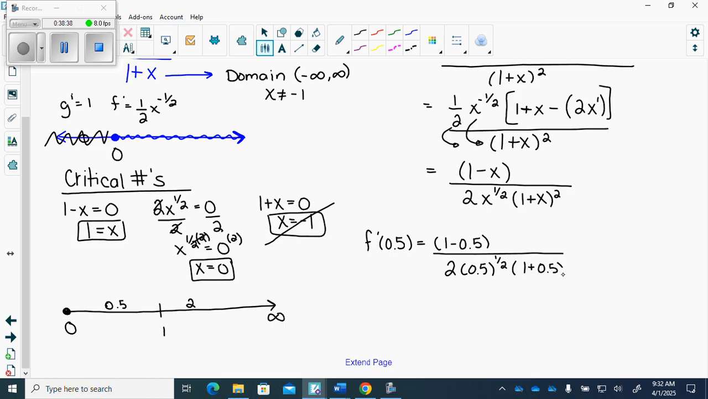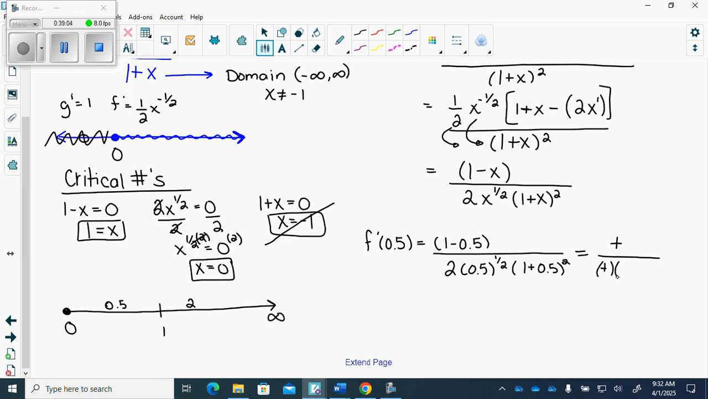Now, I want to prove a point here. I don't want an answer. I just want if it's positive or negative. You guys will try and get an answer and then it gets convoluted and hard. It's not. We just go, okay, on the top I have 1 minus 0.5. Well, that's a positive on the top. We agree? Then here I have 2. Well, that's positive. Times 0.5.